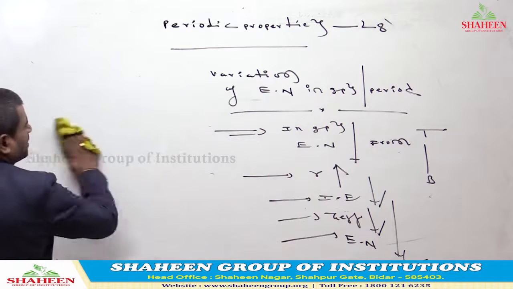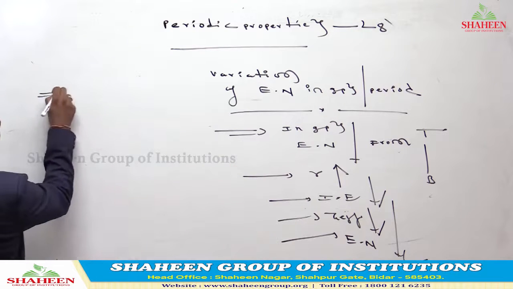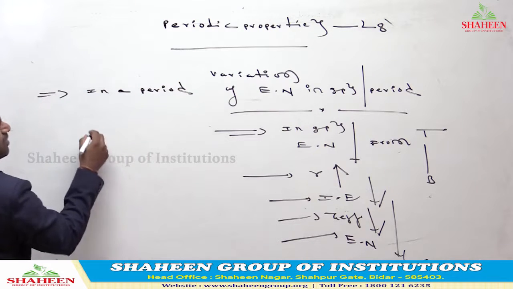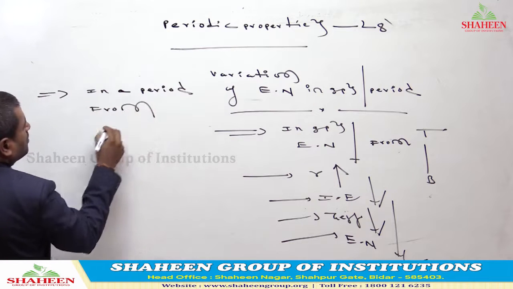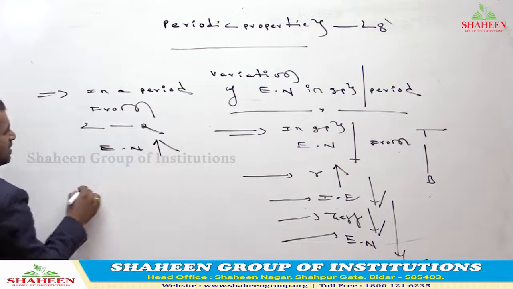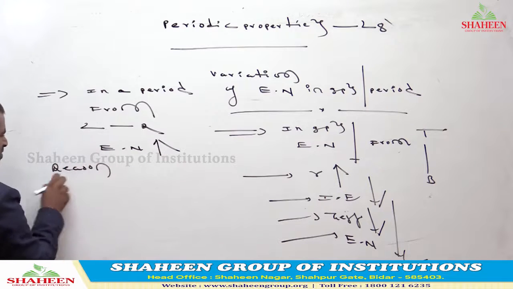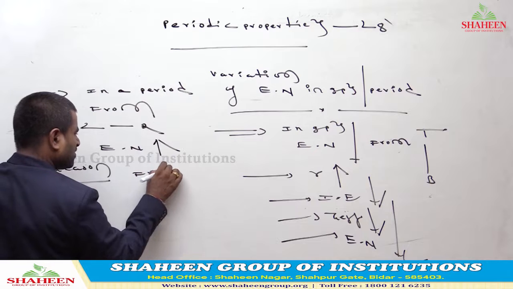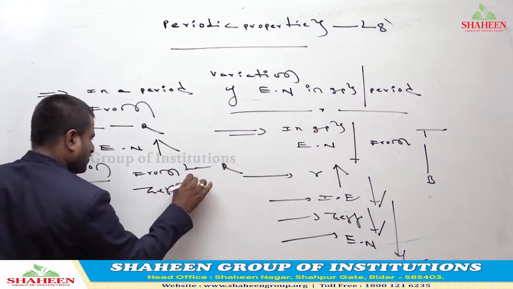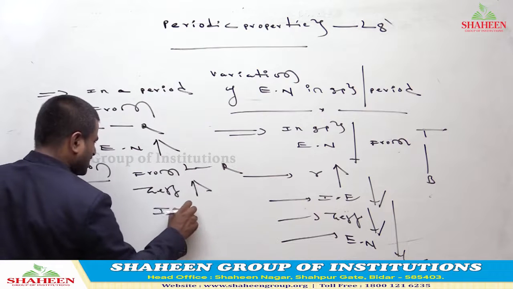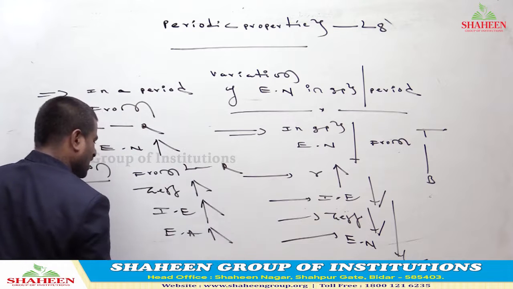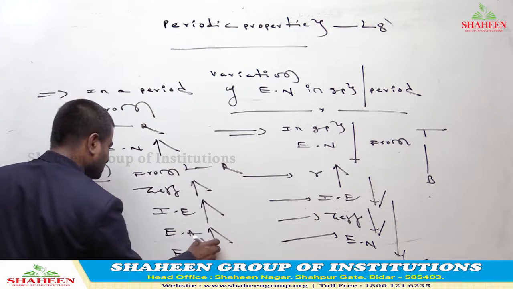Now let us discuss in a period. In a period from left to right, electronegativity increases. Reason: from left to right, you know already, Z effective increases, therefore ionization energy increases, electron affinity also increases and electronegativity also increases.